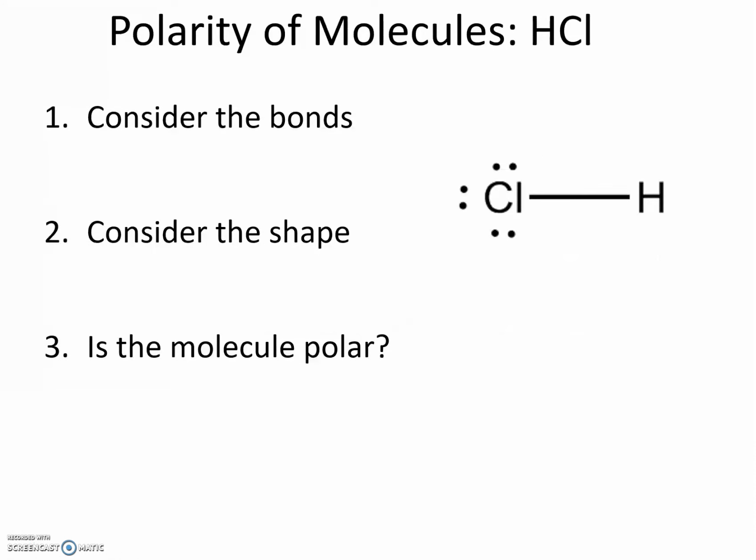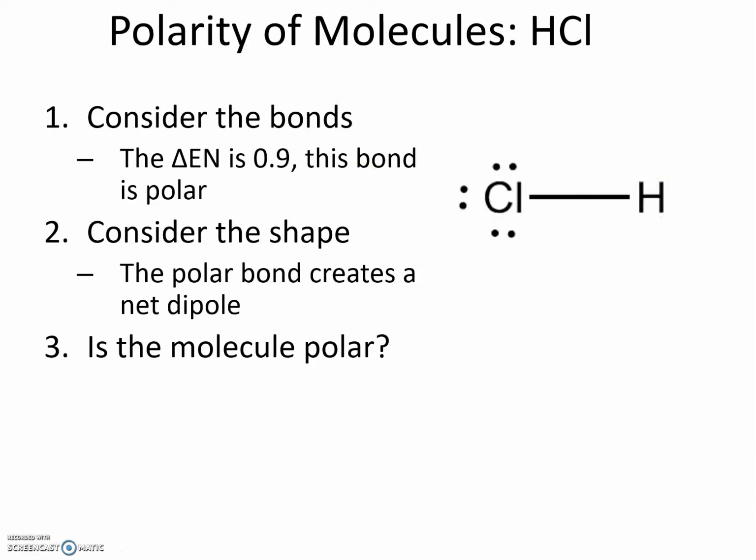So the first thing we're going to do here is consider the bonds. In this case, hydrogen chloride, this is an example we've already done. It's a simple diatomic molecule, and it definitely does have a polar bond. The electronegativity difference is definitely in that polar range. Okay, so then I want to consider the shape.